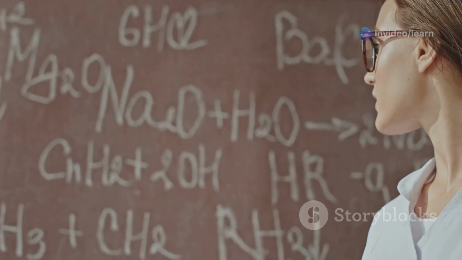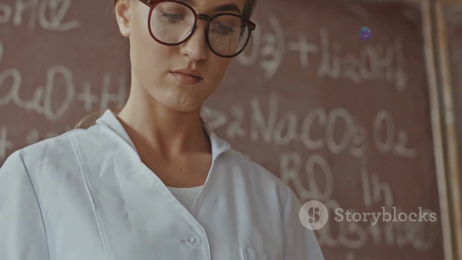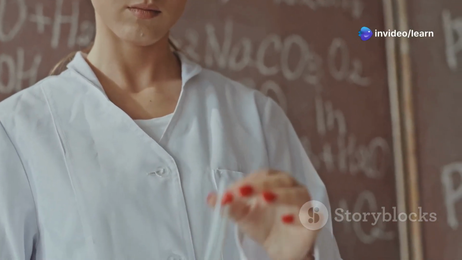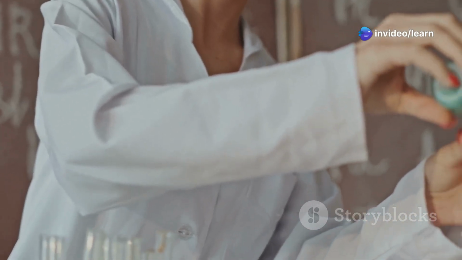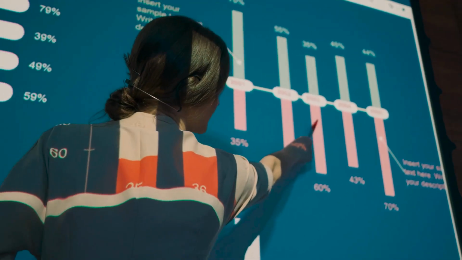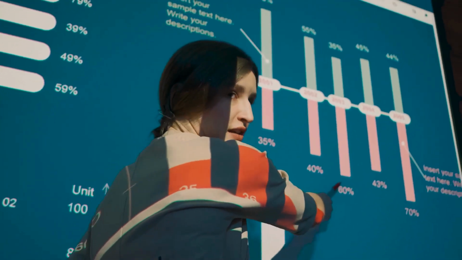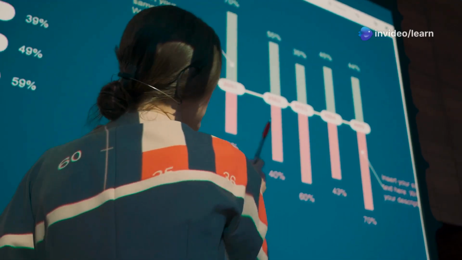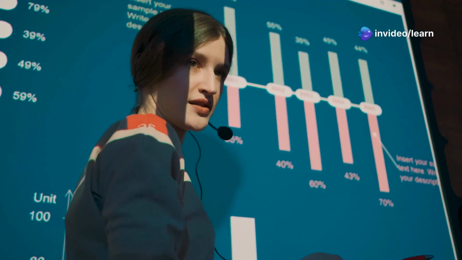To find the percentage of hydrogen in water, we divide the mass of hydrogen, 2 AMU, by the total mass of water, 18 AMU, and multiply by 100%. This calculation helps us understand the contribution of hydrogen to the overall mass of the water molecule. This gives us about 11.1%. This means that in any sample of water, approximately 11.1% of the mass comes from hydrogen.